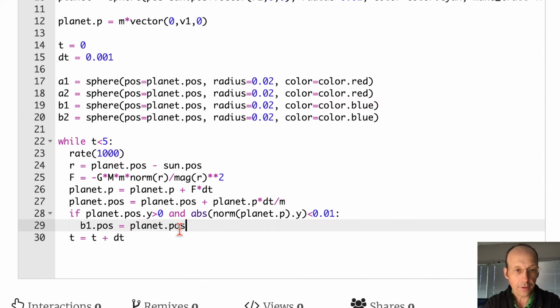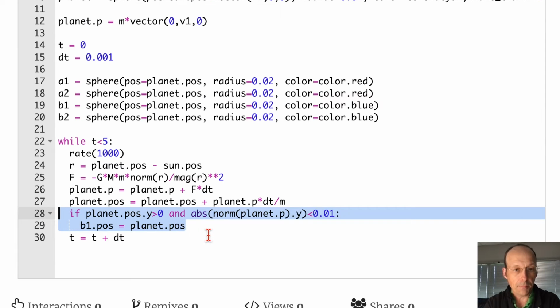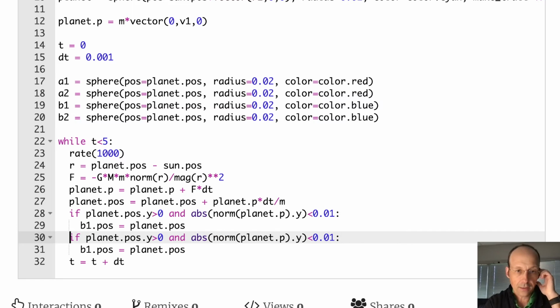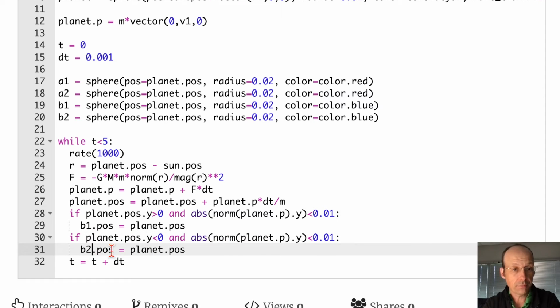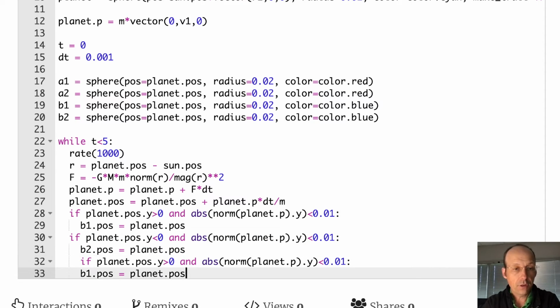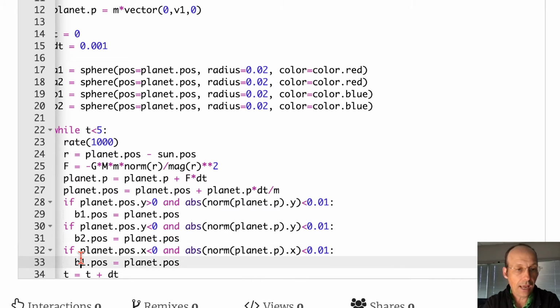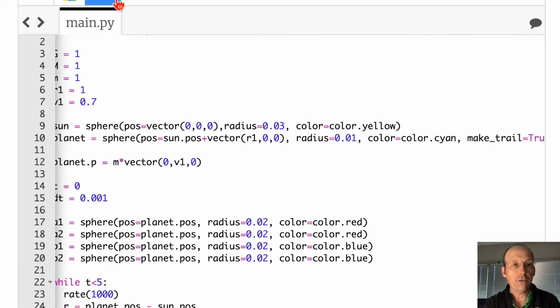So down here, I'm just going to copy this. If planet.pos.y is less than 0, so it's negative y, and it's that way, same thing. This is just for B2. And then I can do it for A2. I'm going to say if planet.pos.x is less than 0, and planet.p.x is less than 0.1, then A2.pos equals planet.pos. Okay, so this should put all the values there.